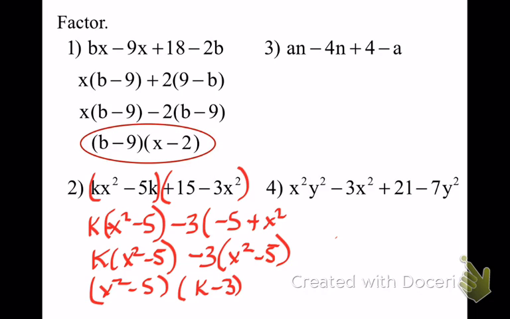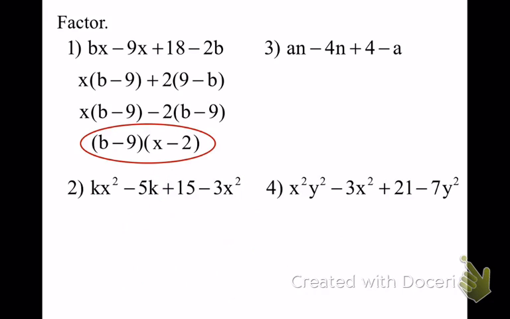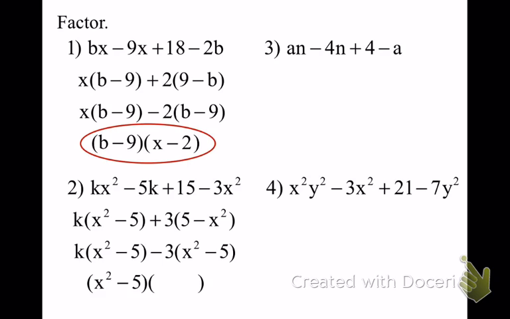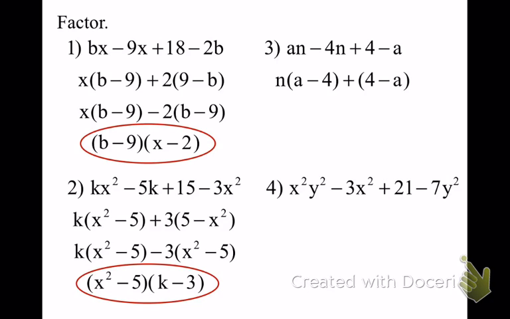Okay, number 3. Why don't you pause the recording and do the next two together on your own. Okay, now let's check our work. So we should have grouped n times a minus 4, and then I'm going to divide out a negative 1, because the only thing I can do is a negative 1, and then I get a minus 4, and so we get n minus 1 times a minus 4.